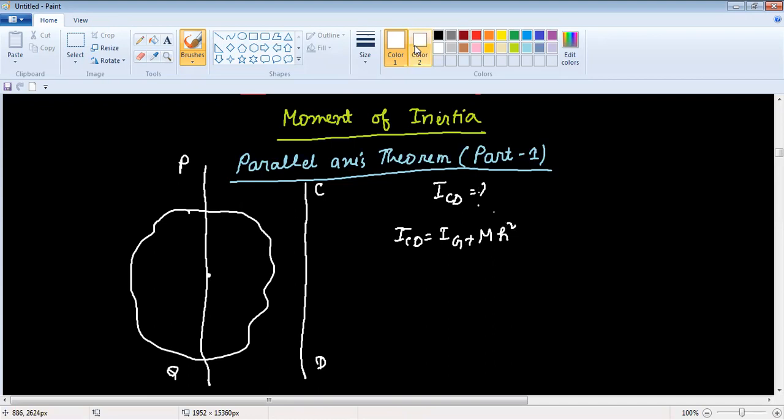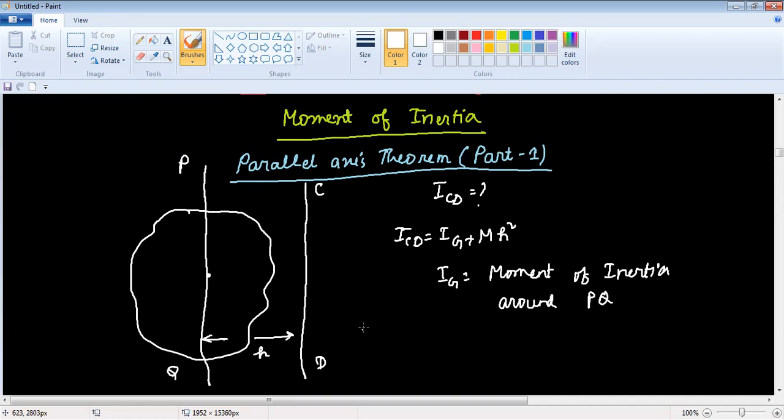So, what is IG? IG is the moment of inertia around PQ. And ICD is the moment of inertia around CD, and we want to calculate this. And H, what is H? H is the distance between the two parallel axes. Now, let's see how to prove this formula.